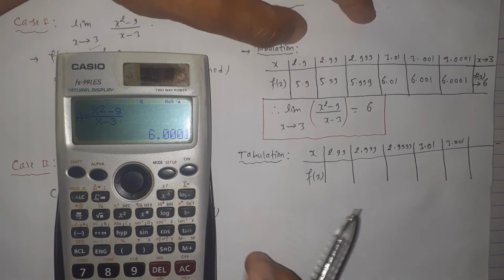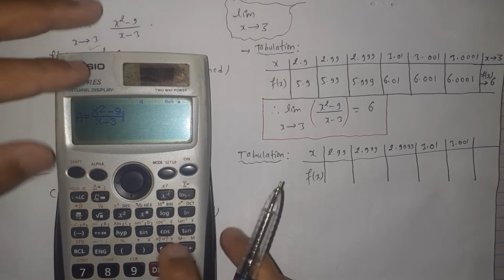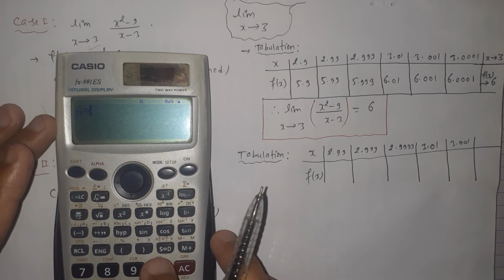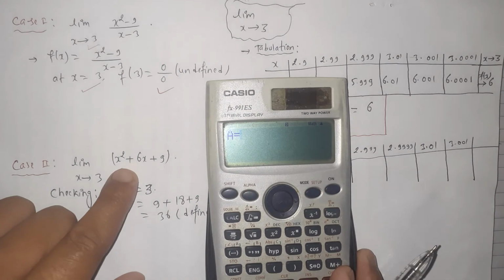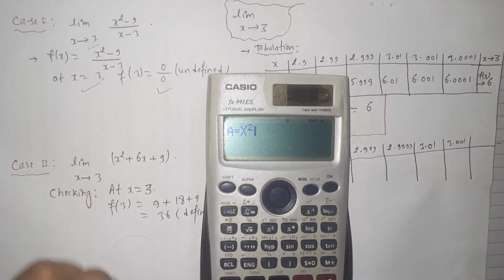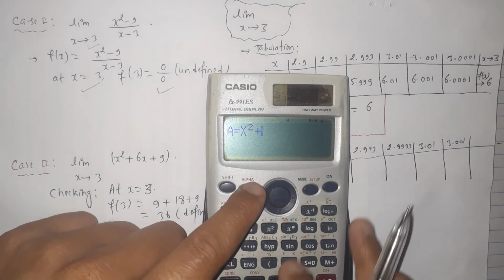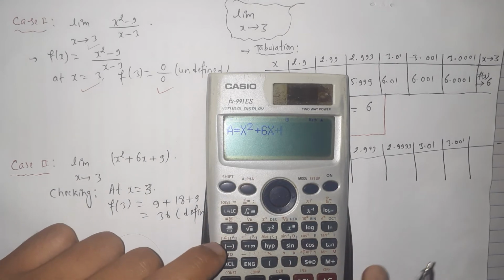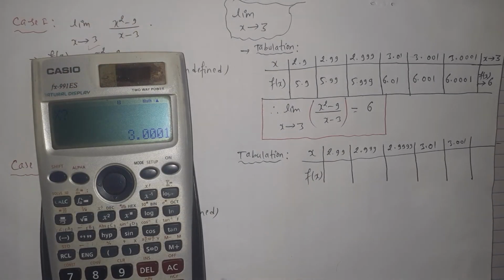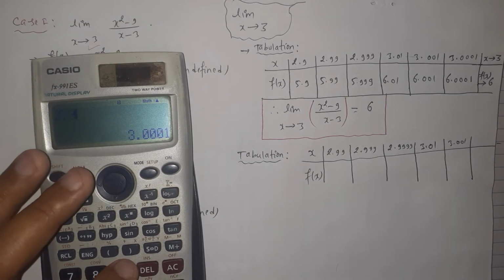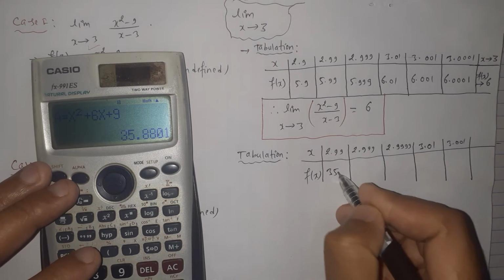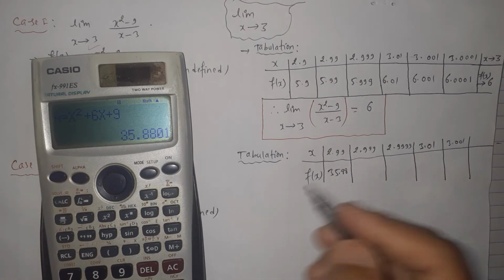Here only the function is changed. The function is x square plus 6x plus 9. Let's input this x square plus 6x plus 9. This is the function. Let's calculate the values. Here the first input is 2.99. At this input the value is 35.88 up to 2 decimal places.